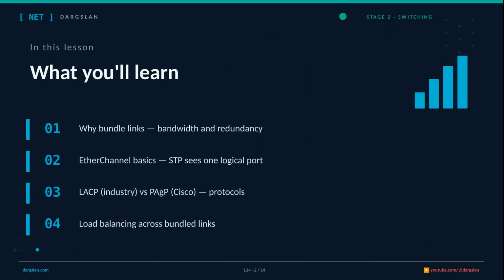So here's the roadmap for the next few minutes. We'll start with the why: what bundling links actually buys you in terms of bandwidth and redundancy. Then we'll get into how EtherChannel works its magic with spanning tree, treating multiple cables as one logical port. After that, we'll compare LACP and PAgP so you know which protocol to reach for. And finally, we'll look at how traffic is actually load balanced across those bundled links.